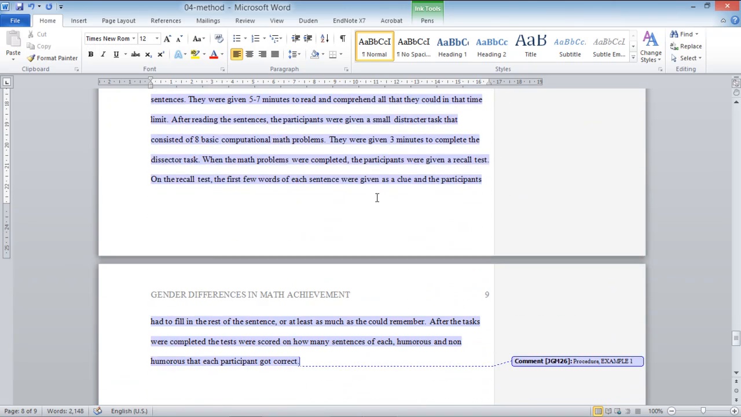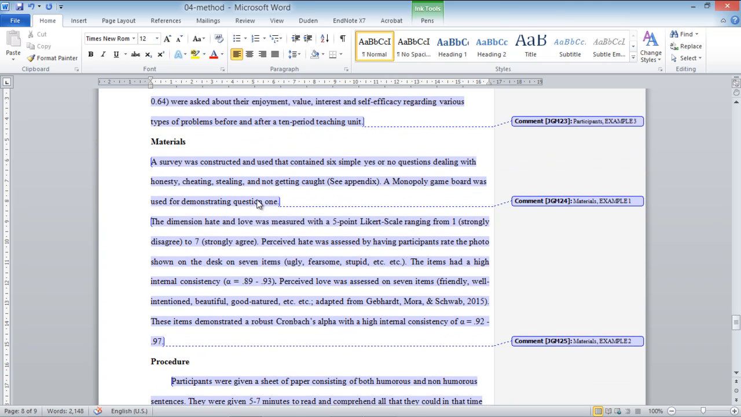We have two examples. The first is here: a survey was constructed that contains 6 simple yes or no questions dealing with these things. And in this case, see appendix. If you are writing a thesis, you have to include this as an appendix. In the case of papers, usually you just include a sample of the instrument or the complete instrument. Just keep that in mind.